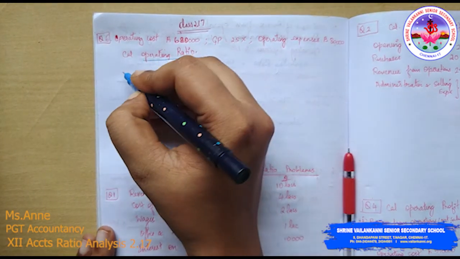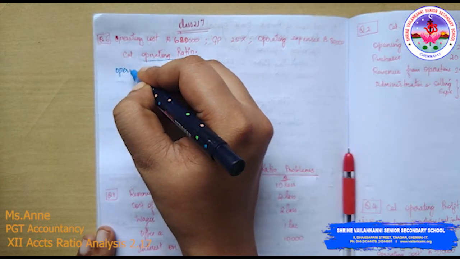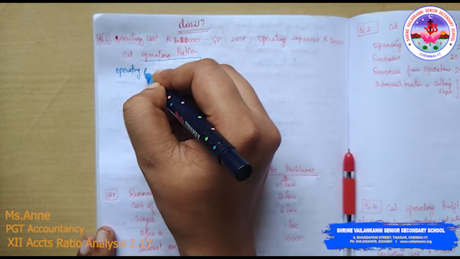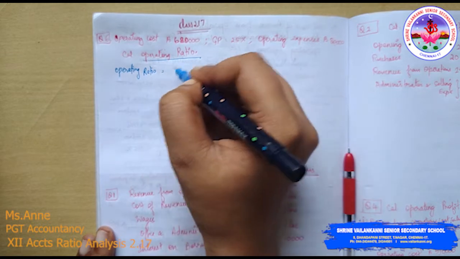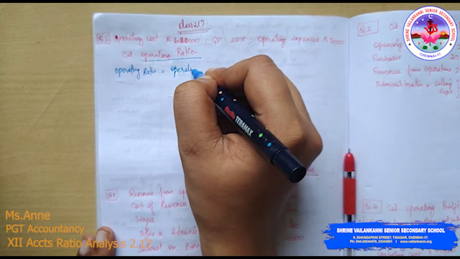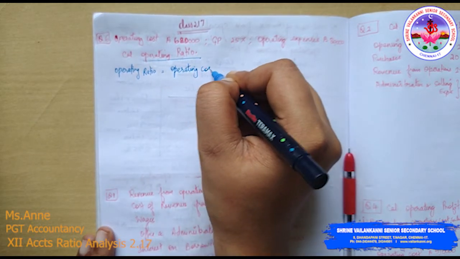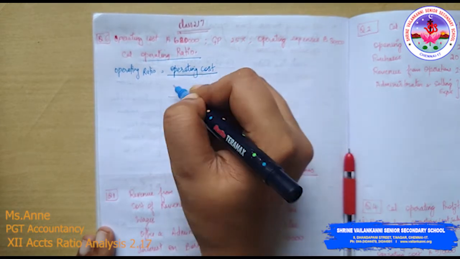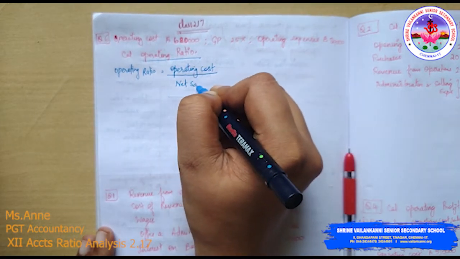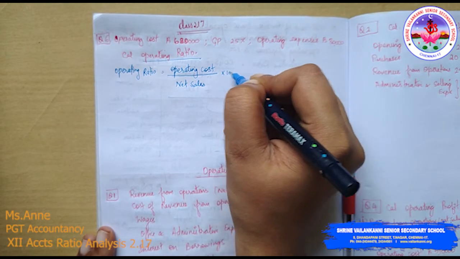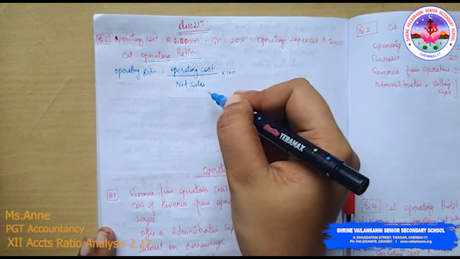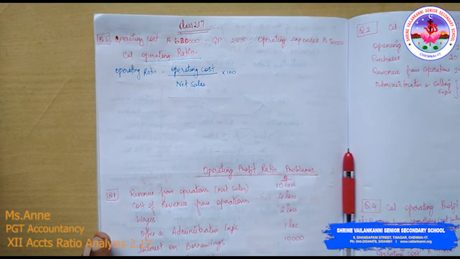So now what is operating ratio? Operating ratio is equal to operating cost divided by net sales into 100, or operating cost divided by revenue from operations into 100. So this is what we have studied.